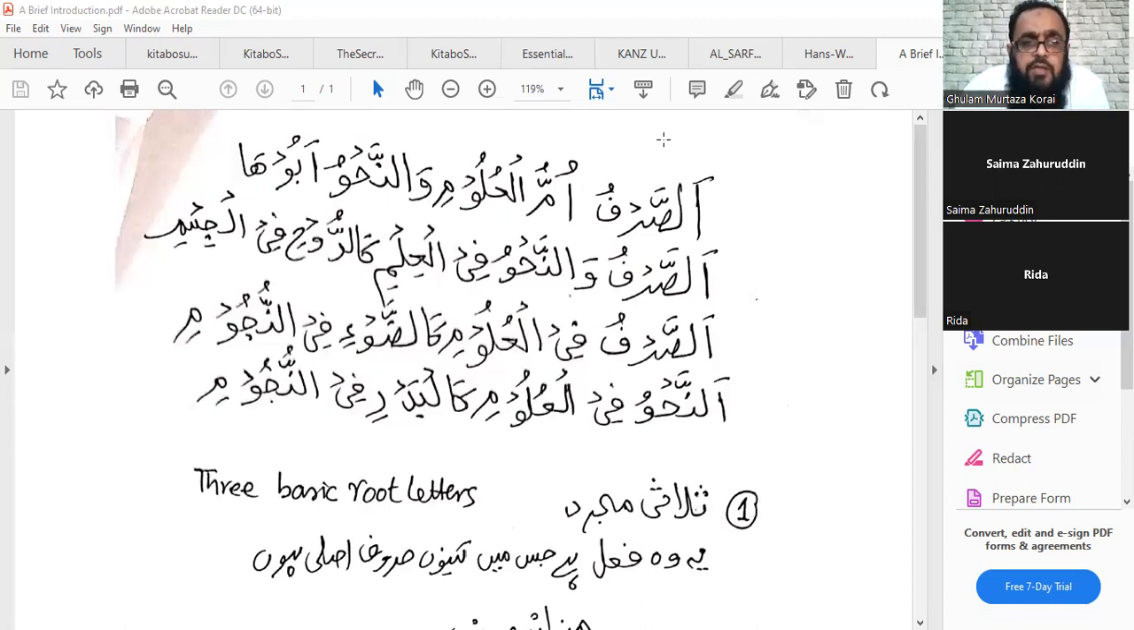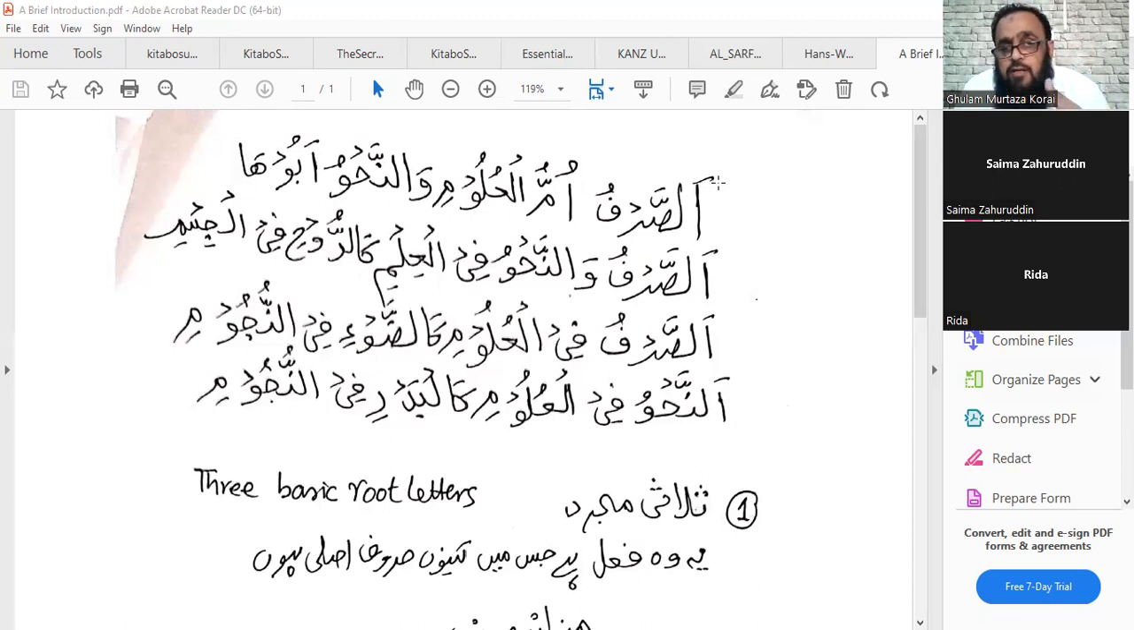So, as I told you, if we talk about noun, that noun also consists of three huruf, that is three huruf-e-asli, and also four huruf-e-asli, and also five huruf-e-asli. Okay, asli means original. What does it mean? We'll learn, inshallah, that as well.